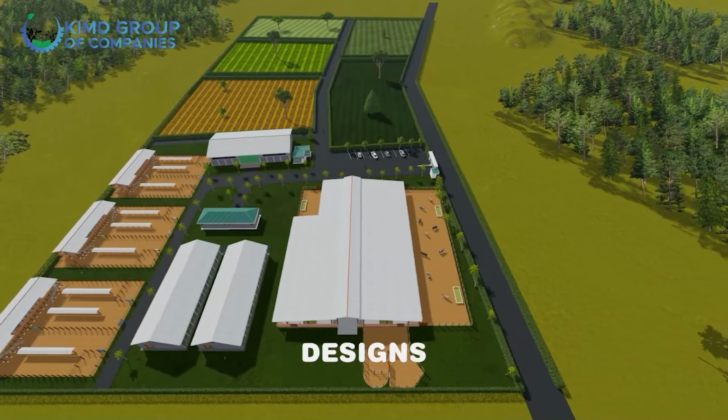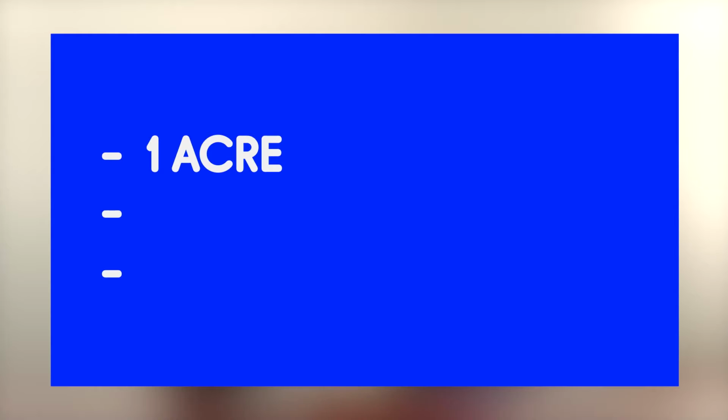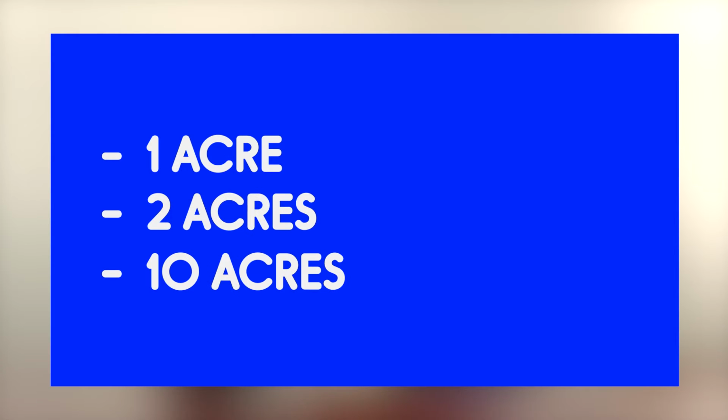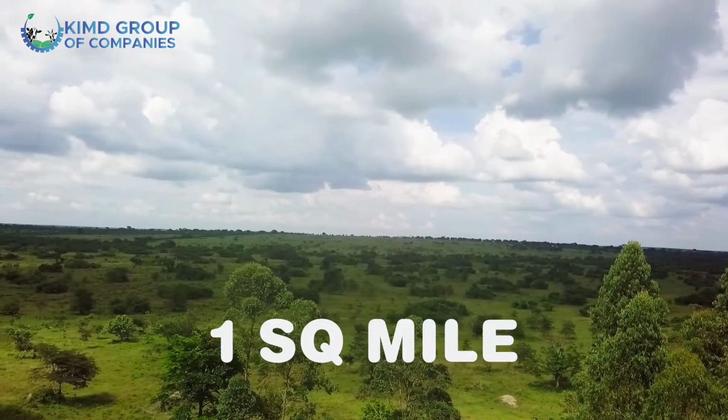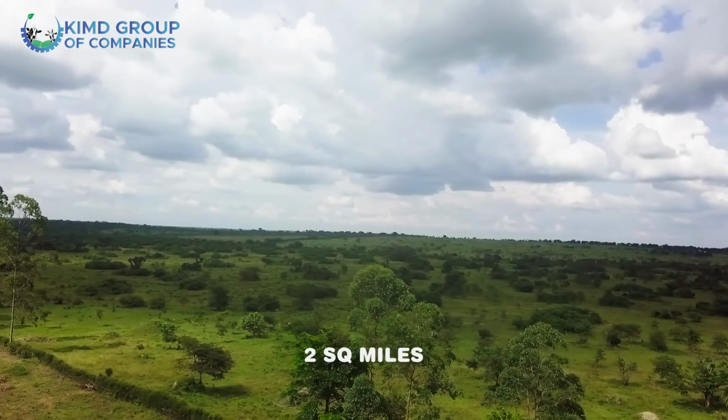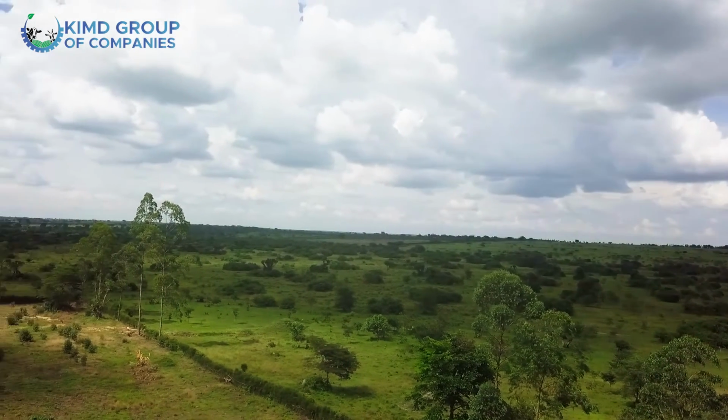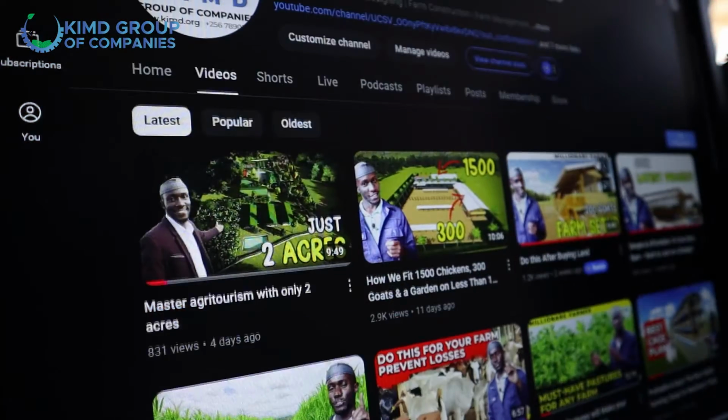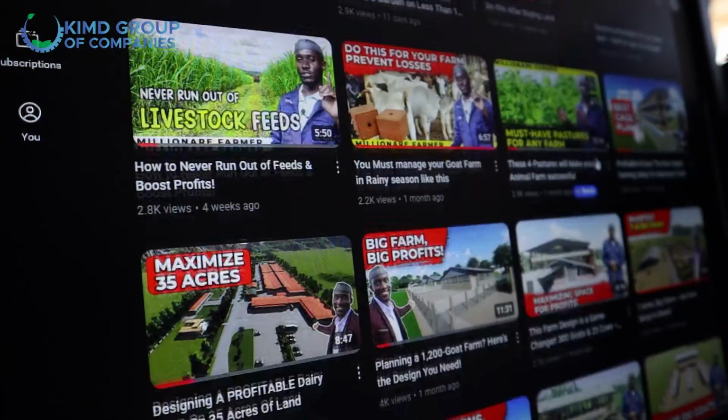That is the reason why I always bring to you such designs targeting people with 1 acre, 2 acres, 10 acres, because I believe that if I make videos for 1 square mile, 2 square miles, it could be difficult for those people to follow and think that we also think about them. That is why many of our videos target you people, then once in a while we go for those big boys who have big chunks of land.